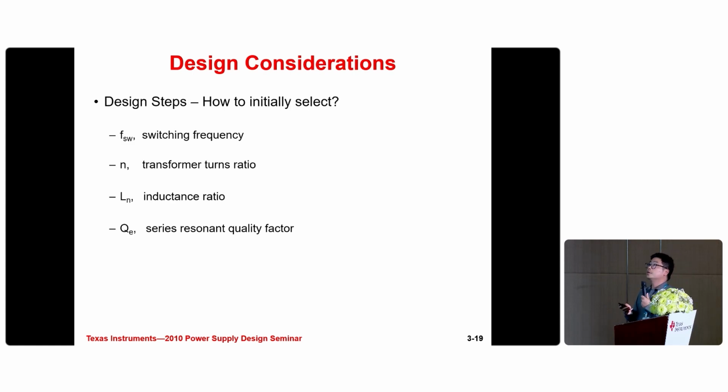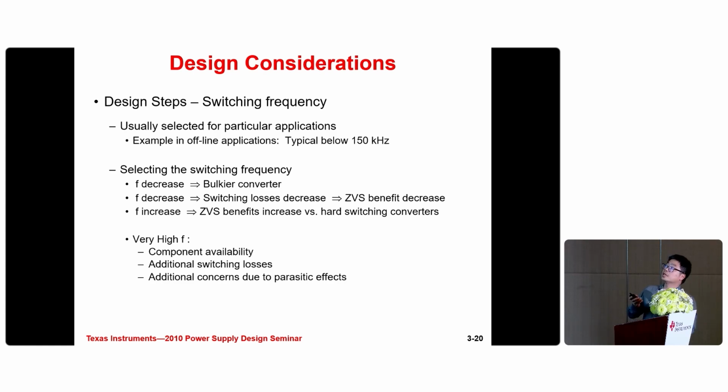Before we go to the design, there are four parameters here we should pay attention to. The first one is the switching frequency, then the transformer turns ratio, and also the inductance ratio, and the quality factor. First, about the switching frequency. Usually, we just select the switching frequency below 150 kilohertz.